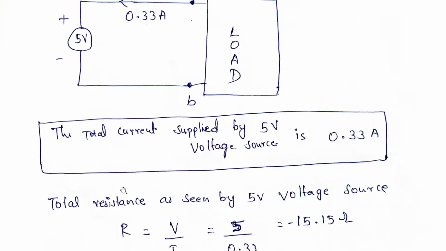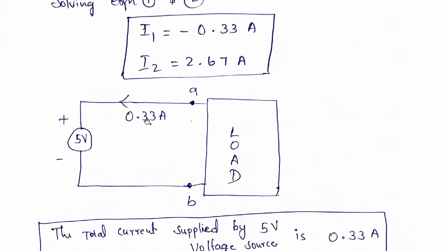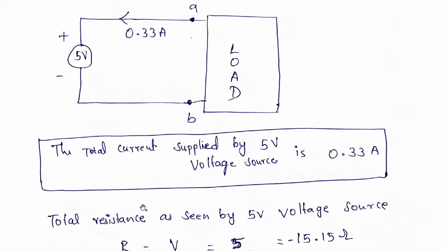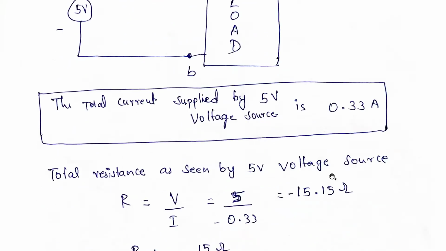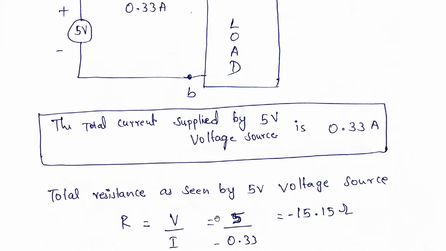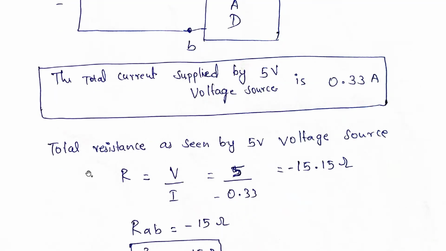Now we need to find out what is the total resistance as seen by the 5 volts. So we are calculating the total current with respect to 5 volts and also the total resistance as seen by the 5 volts. So what is the total current supplied by the 5 volt voltage source? Already we calculated that, it is minus 0.33 amperes. So R is equal to V by I. So V is 5 volts, because we are calculating with respect to the 5 volt voltage. So 5 divided by minus 0.33.